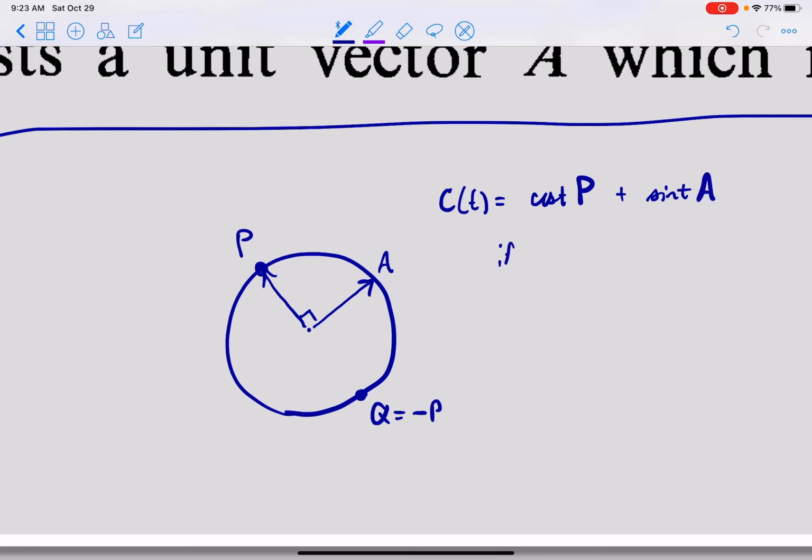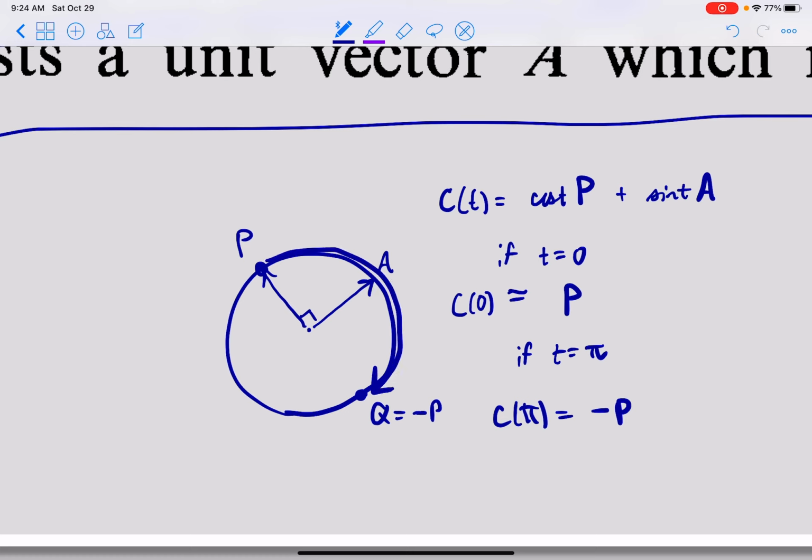If t = 0, we get c(0) equal to cos 0, which is 1, and sin 0 is 0. So we just get p. That's great. Now if t = pi, cos pi is -1, so we get -p. Sin pi is 0, so that term vanishes. So basically we just go whoop, and we turn around, and we go from p to -p, which is also called q.